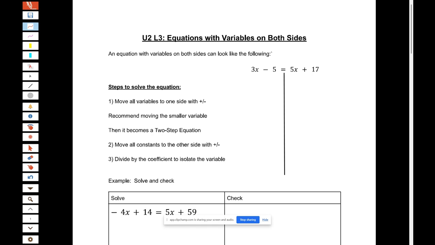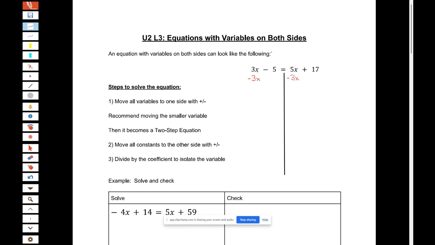Later, in the next lesson, we'll do equations that have variables on both sides and also contain like terms and distribution, but for now we're not going to have that. When you are moving all variables to one side, you are going to have to use addition or subtraction, because you're going to have to make it cancel away on one side before you add or subtract it from the other. I recommend moving the smaller variable. This will reduce the number of negative numbers that you have to deal with.